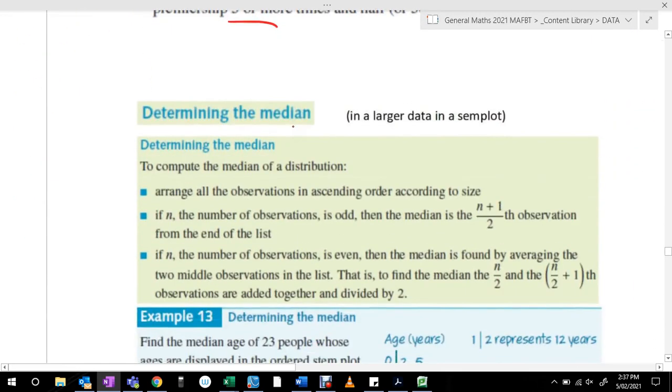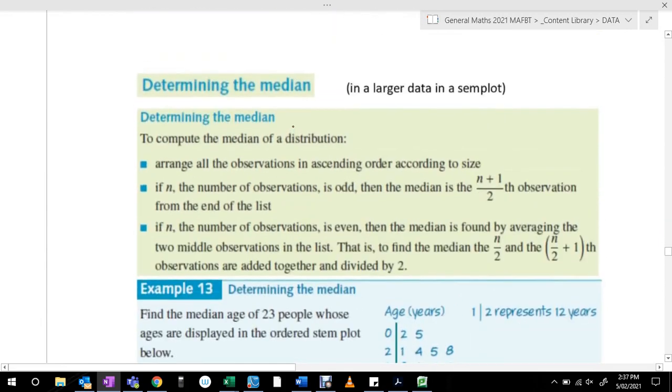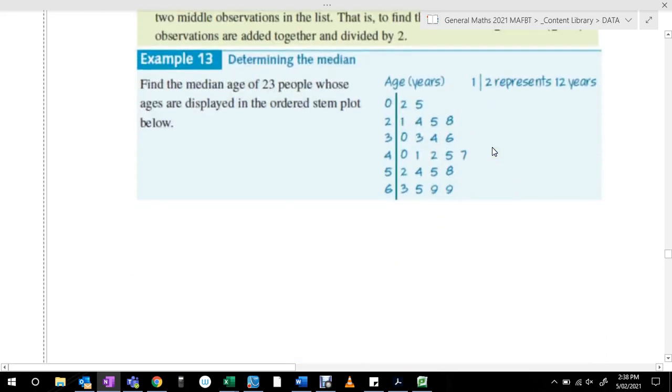Okay, let's keep going. I've already sort of spoken about this, but there's your formula again. So if you're looking for the median and there's a lot of numbers, n plus 1 divided by 2. Okay, let's keep going.